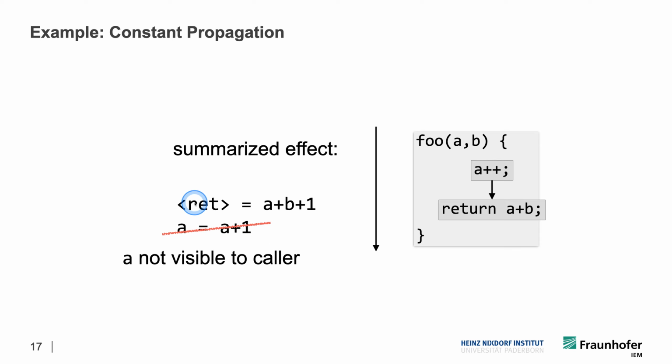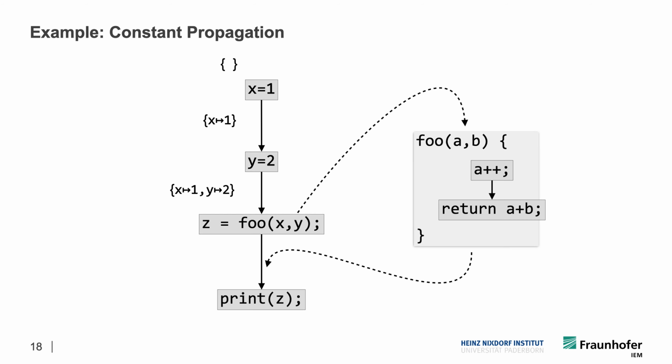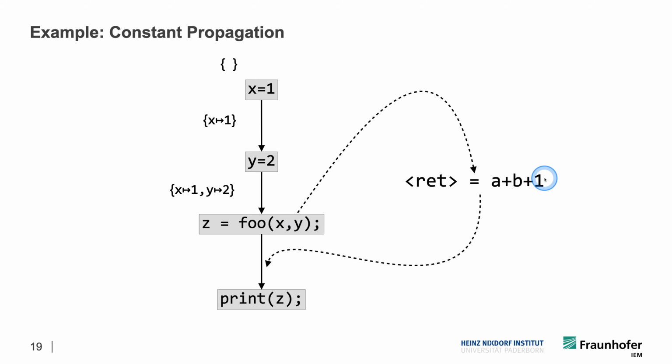Whereas the return value, obviously, is important to the caller. So the summaries basically are being reduced to only information that matters to the caller. Now, if we assume that we have computed such a summary, then we can go about it as follows. So we start our computation as we have done before, and now we want to process this call to foo, and we assume that we already have this summary.